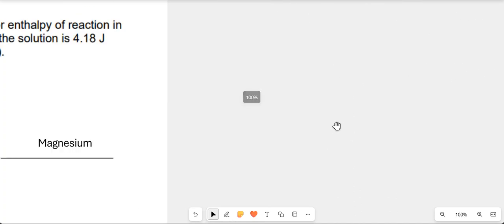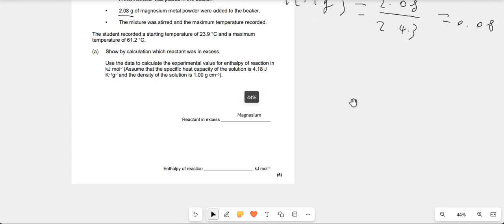Calm. Yeah? What's going on, man? It's tweaking. Alright, cool. And enthalpy of reaction, yeah. So kJ per mole there, yeah. Alright, calm.